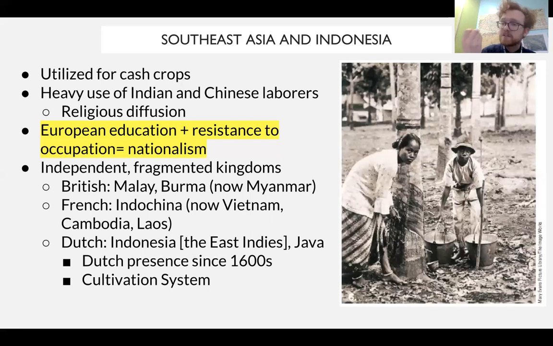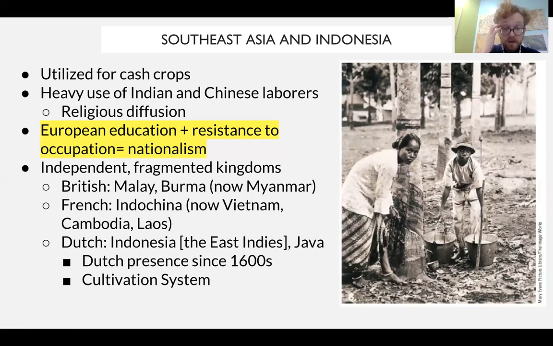And as such, this is going to be picked up upon by an emerging middle class that resists imperial occupation. So you've got European education, you add that with anti-European sentiment, you get nationalism. Nationalism is a way to resist European imperialism, and will be very important when these countries actually become independent nation states.